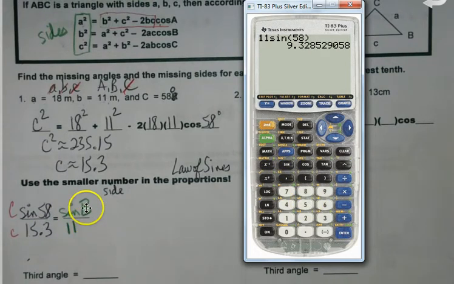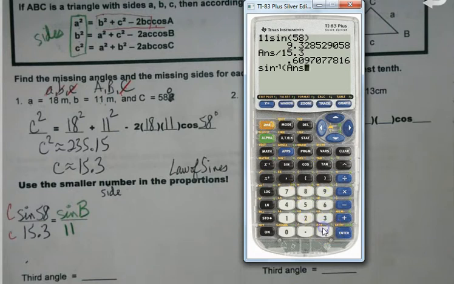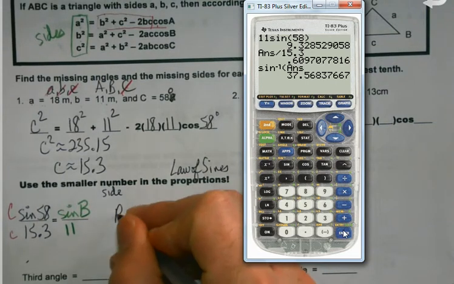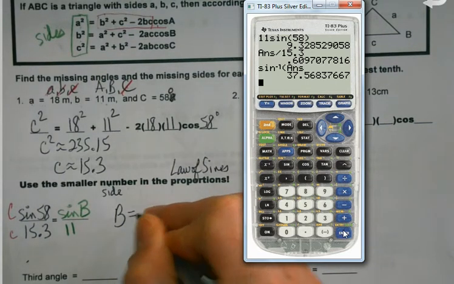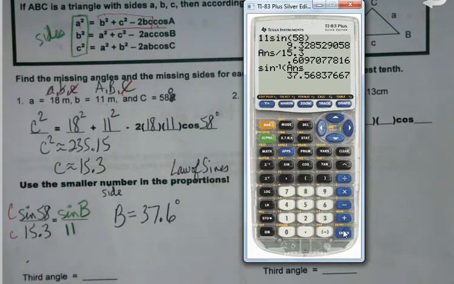Divide by the number that's with B, so divide by the 15.3. And again, since I'm looking for an angle, not a side, I'll go back and take the inverse of my sine. So B ends up being 37.6.